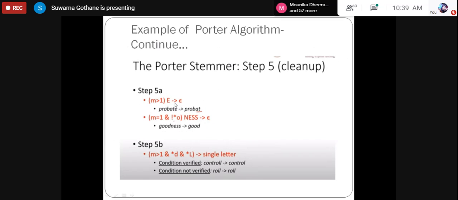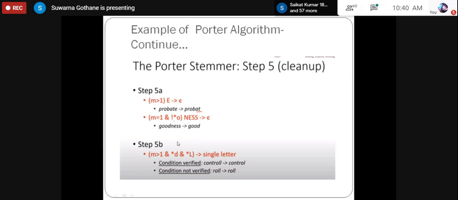Then step 5, where m is greater than 1, suppose, meaning more than 2 combinations of vowel and consonants are there, and at that time if there is an ending E, it is going to be removed. This is epsilon, so E is going to be removed. Same if m equals 1 and not having the o, then it is going to remove that term NESS, so it becomes empty, null, so goodness becomes good.